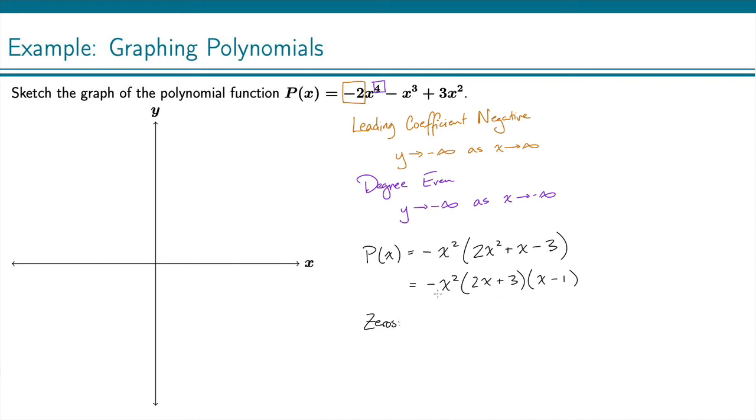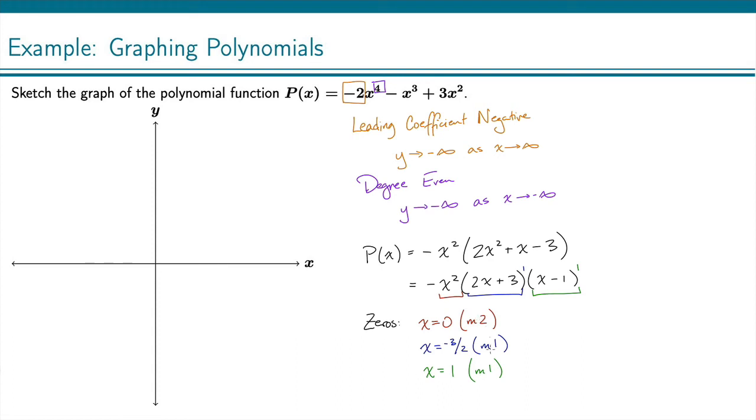So if we set this first one here equal to 0, we just get x equals 0. And that has a multiplicity of 2 because the exponent is 2. And then setting this factor equal to 0, solving for x, we get x equals negative 3/2. And that's a multiplicity of 1 because the exponent on that is 1. And then finally, this last factor we set equal to 0, solve for x and get x equals 1. And that also has a multiplicity of 1 because the exponent on that factor is 1.